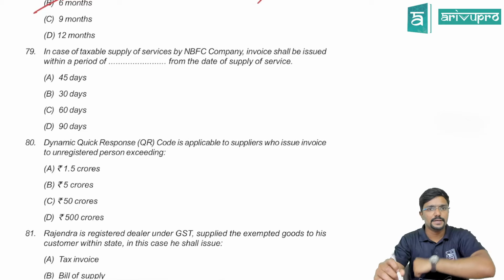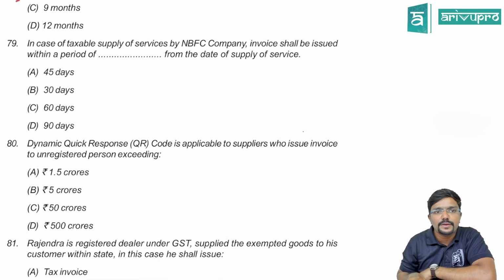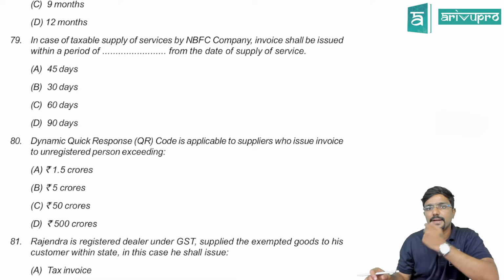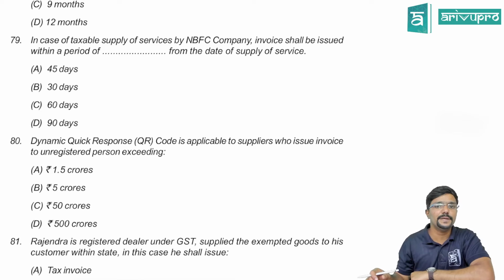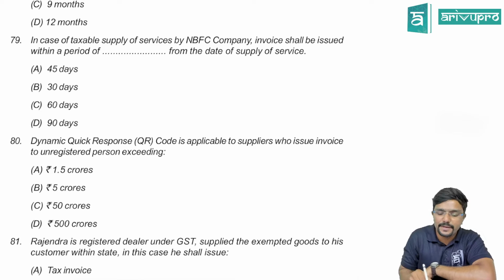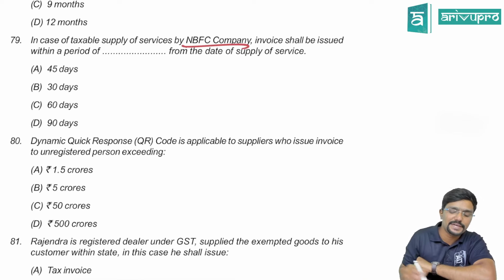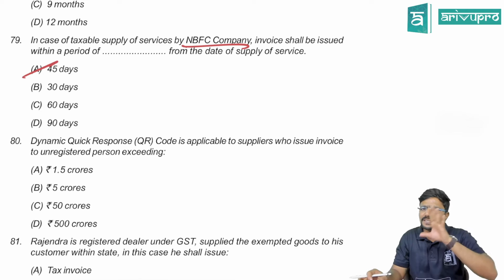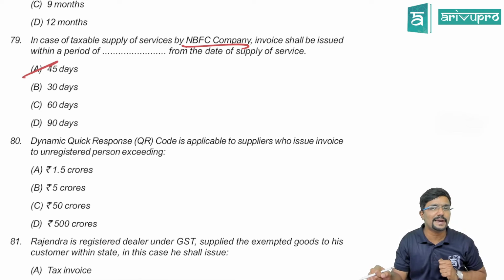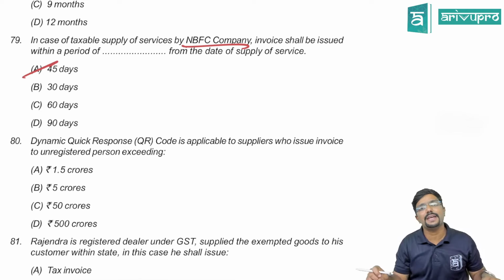Okay, let us continue. 79th. In case of taxable supply of services by an NBFC company, one of the special suppliers, the invoice shall be issued within a period of how many days? 45 days. Whereas for other service suppliers, 30 days. Whereas for NBFC, banking and all, it is 45 days, guys.